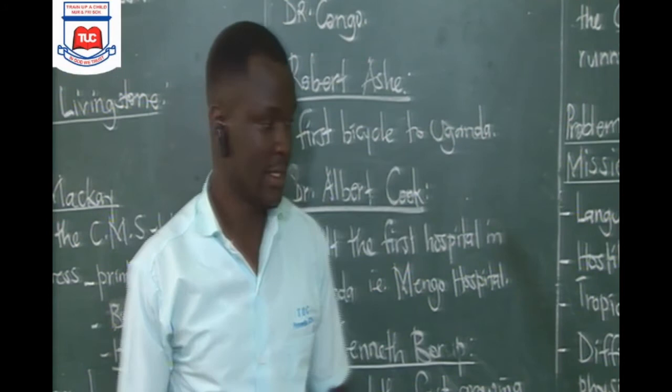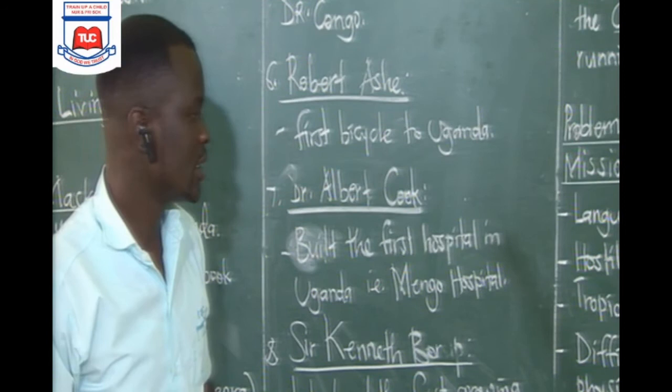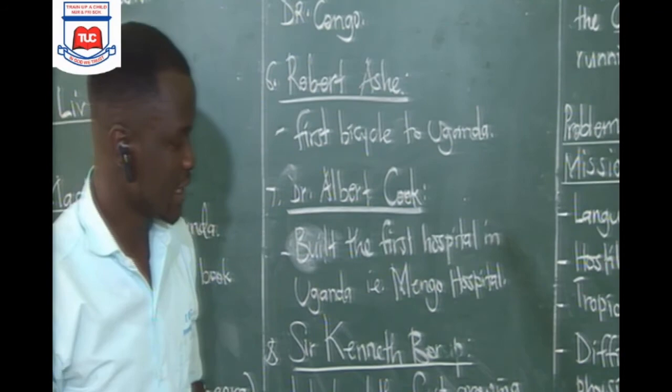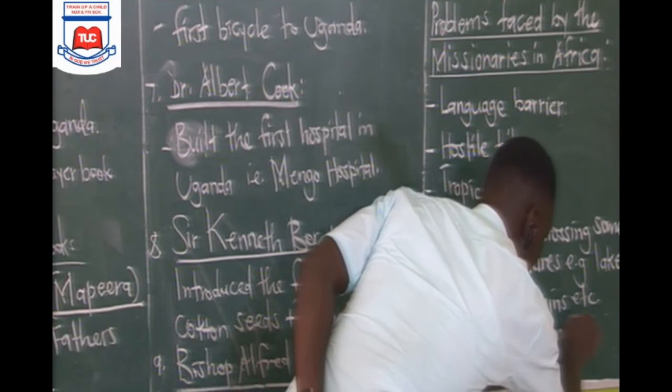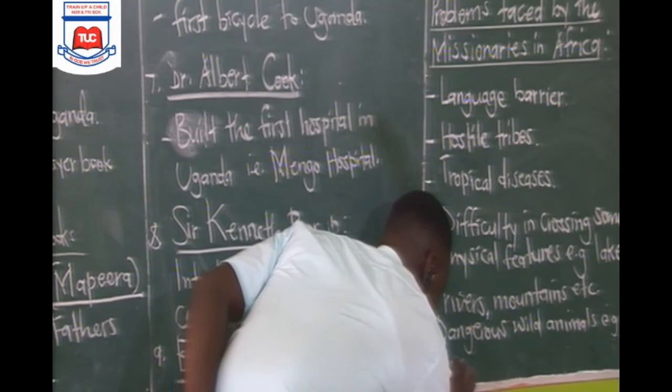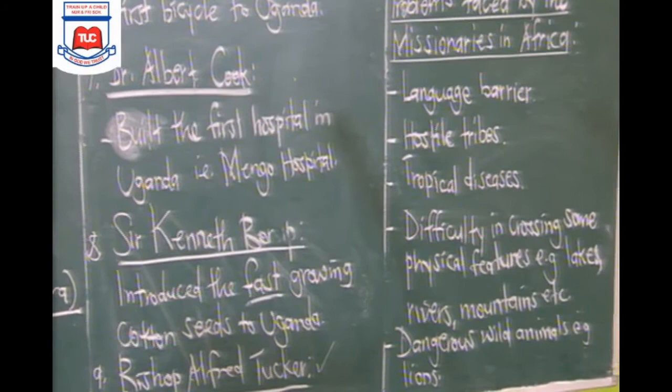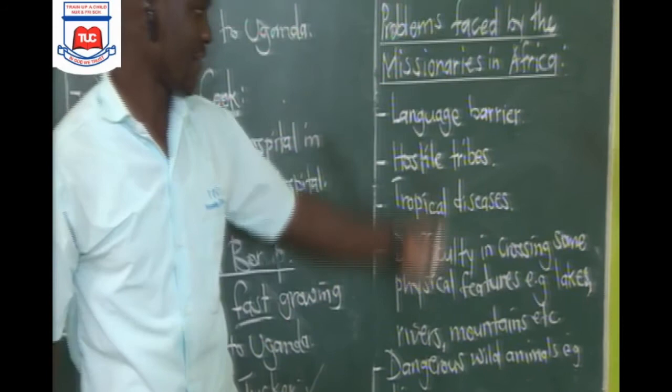Then the other problem that these missionaries faced we can add is the fierce wild animals that we had in Africa, dangerous wild animals. Here we can't fail to mention the lions. So these problems gave these missionaries a hard time when they were doing their work in Africa.